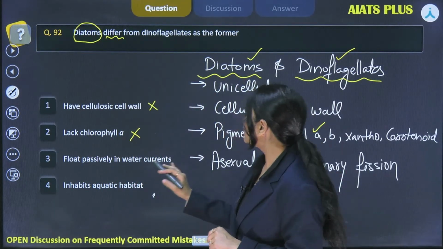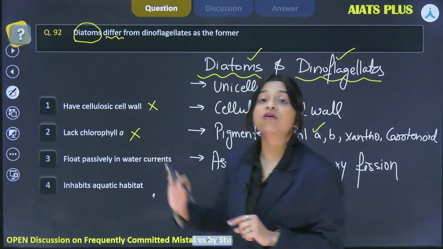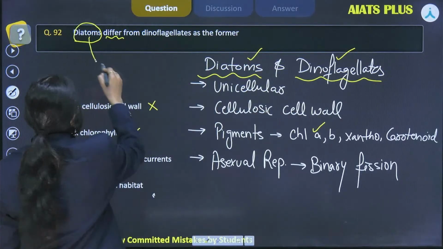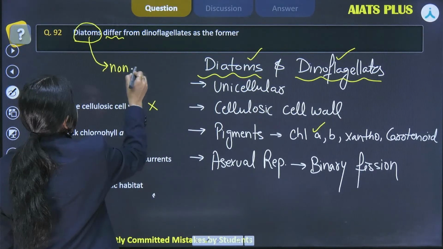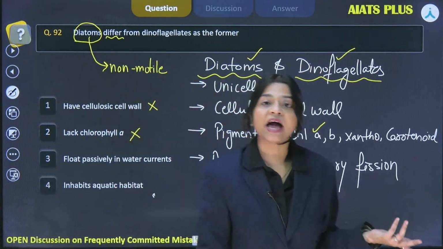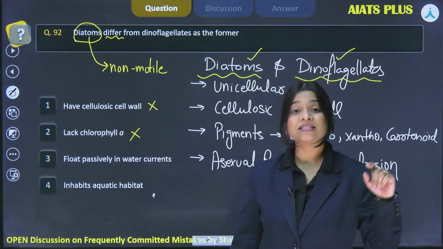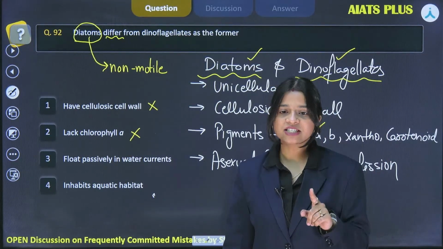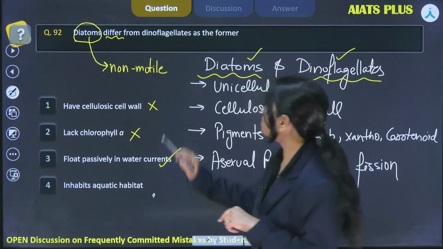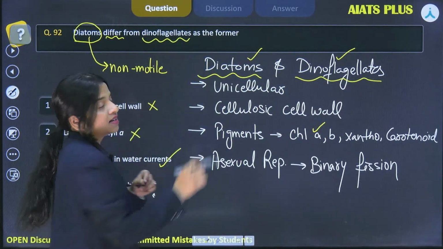Then float passively in water currents. That is absolutely true because when we are speaking of diatoms, they do not have flagella, right? Diatoms are non-motile. They do not have flagella. So they float passively in water, and that is why we can also call them planktons. Very good Sagnik, they float passively in water. So this is the correct option because this is not true for dinoflagellates.